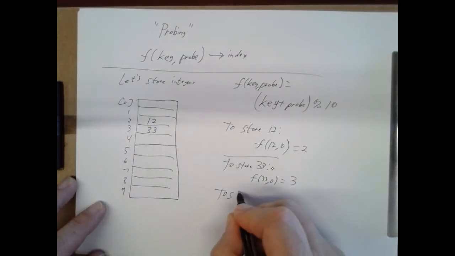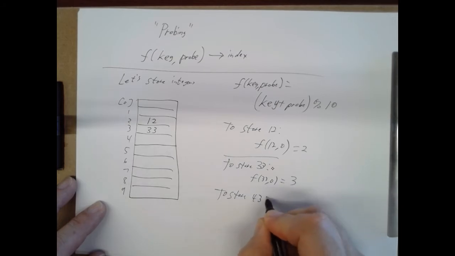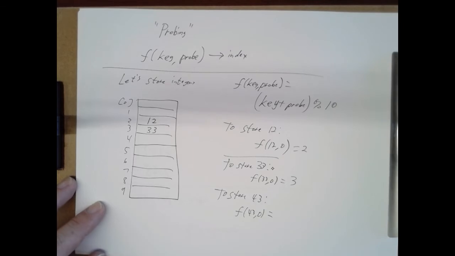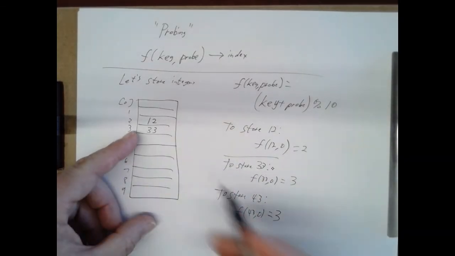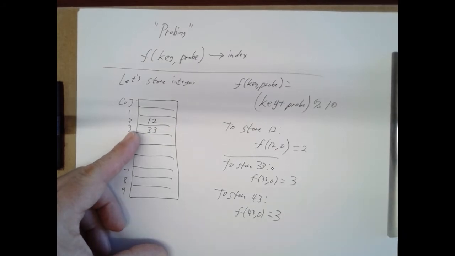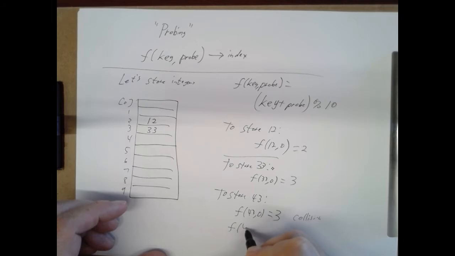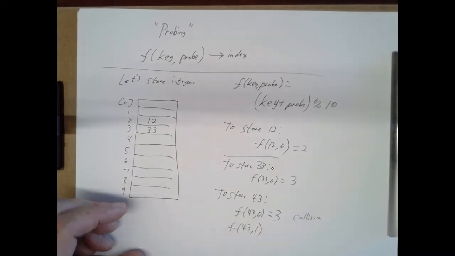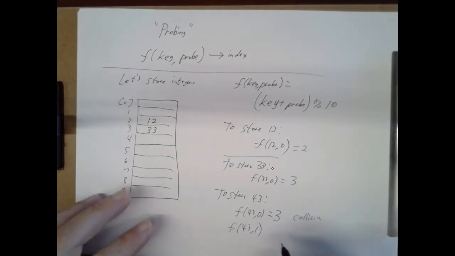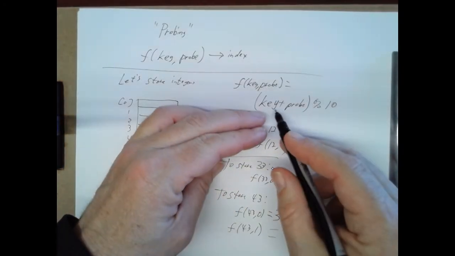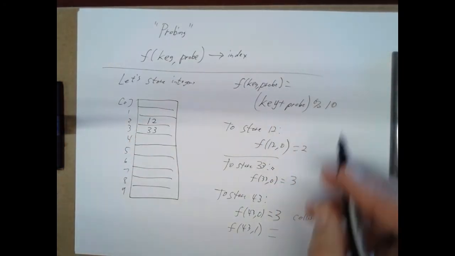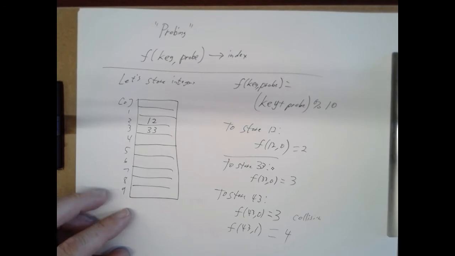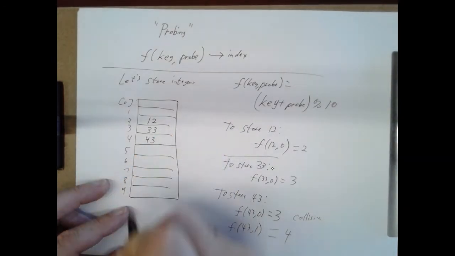Okay, to store 43, we'll calculate f of 43 comma 0. 43 mod 10 is 3, so that's going to give us a 3. We look at location 3, we have a collision. Okay, this is a collision. So now we're going to find f of 43 comma 1. We increase the probe. 43 comma 1 says 43 plus 1 is 44, modulo 10, that's a 4. Location 4 is free. This is where we store our 43.